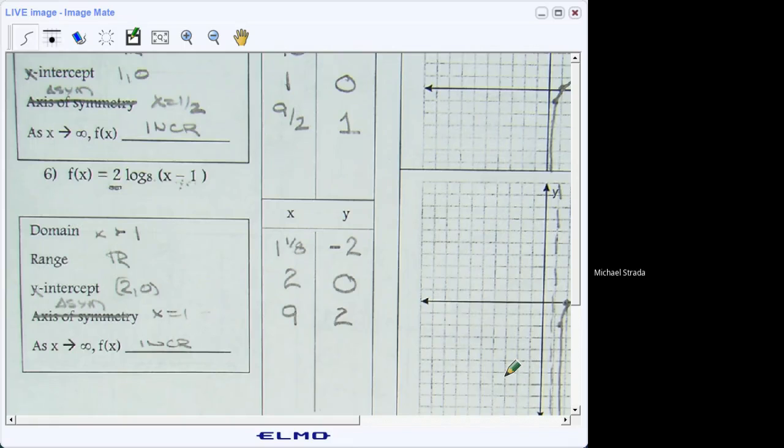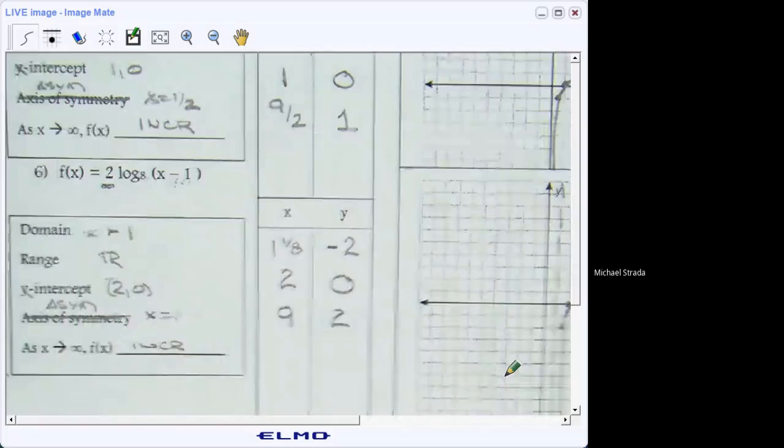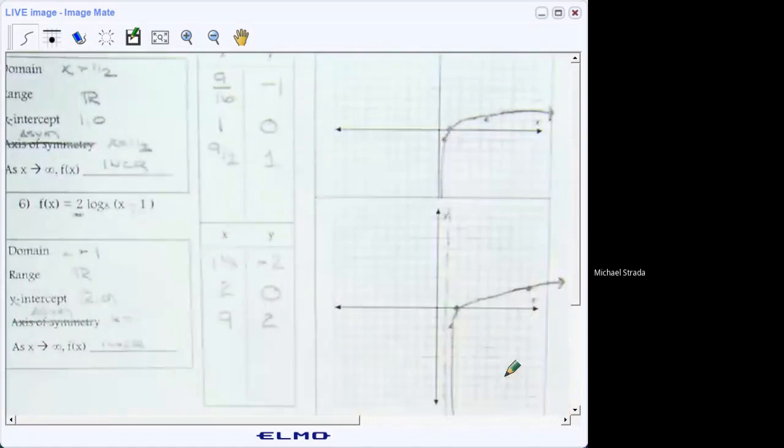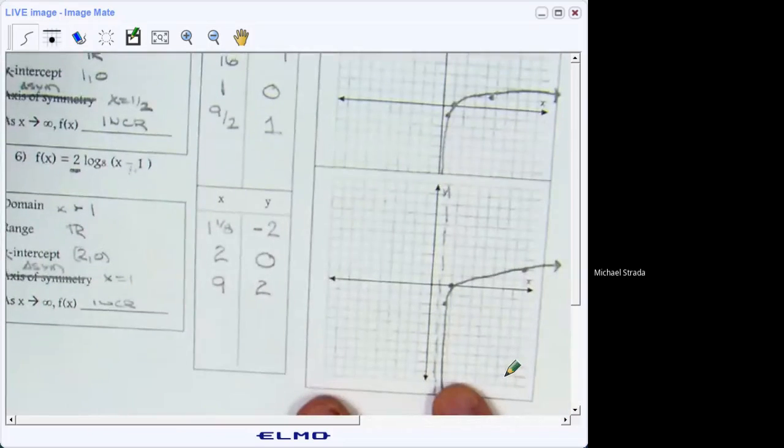The opposite of negative 1 is 1, so that becomes your asymptote, x equals 1. The domain, all my x values look to be bigger than 1, so x is greater than 1. Range, all real numbers. X-intercept is in my table values, 2, 0. If you look at your graph, which will show you in a second, going up, so that would be increasing. So that's what the graph looks like.